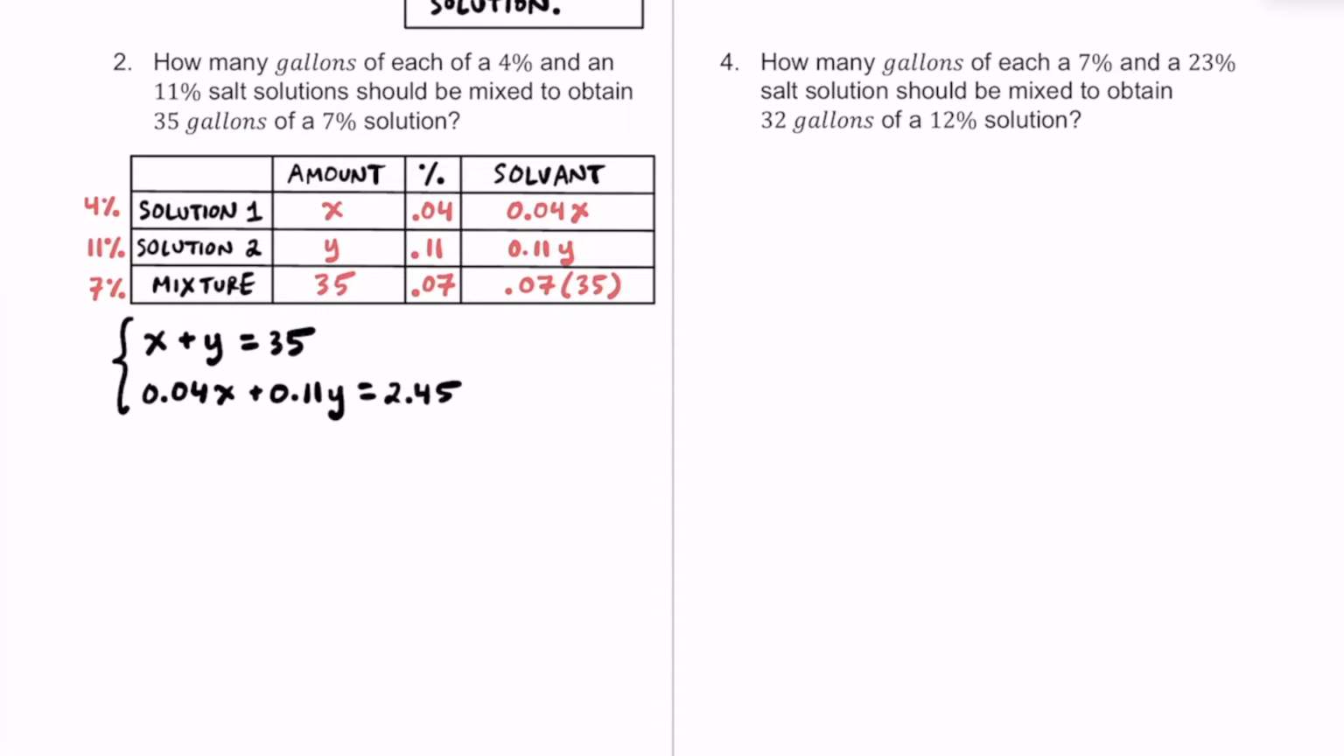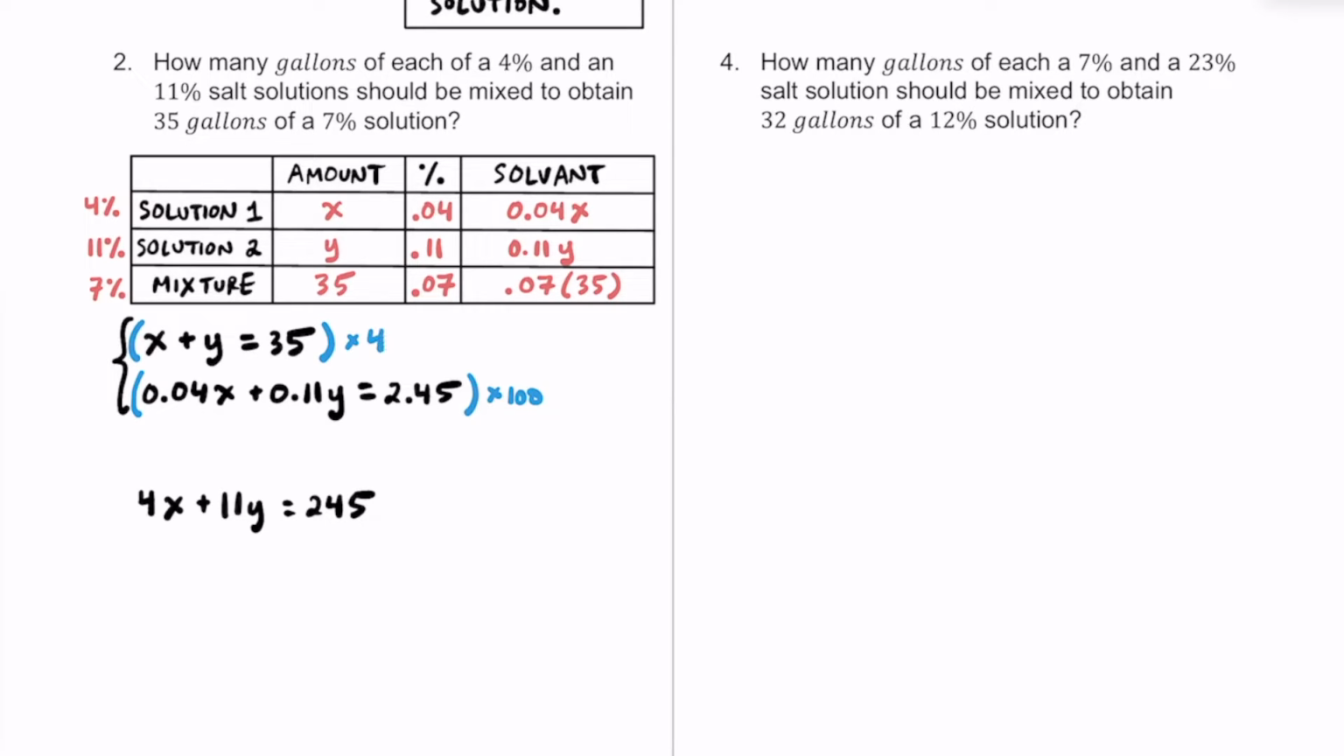Now, if we're going to use some different strategies, feel free to use substitution or elimination. I prefer to use elimination, so I'm going to do that. I also like clearing the decimals, so I'm going to multiply this whole bottom equation by 100. So that new bottom equation for the solvents is going to be 4x plus 11y equals 245. Then if we want to use elimination here, we should get either the x coefficients or the y coefficients to match. I think I'm going to get the x coefficients to match because they're smaller. So I think we can make them both 4.